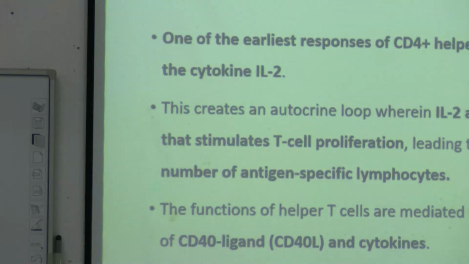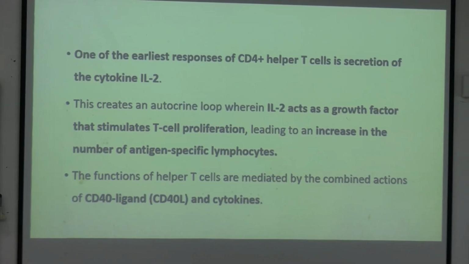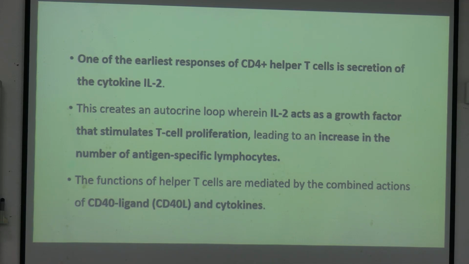One of the earliest responses of CD4 helper T cell is secretion of cytokine IL-2. This creates an autocrine loop wherein IL-2 acts as a growth factor that stimulates T cell proliferation and increases the number of antigen-specific lymphocytes. Now, the number of lymphocytes will increase. The functions of helper T cell are mediated by the combined action of CD40 ligand and cytokines.